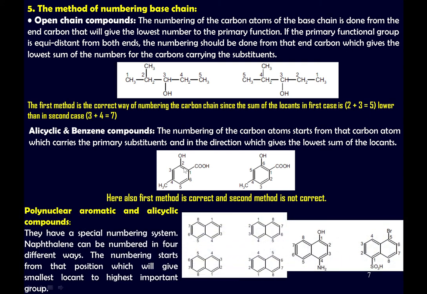Polynuclear aromatic or alicyclic compounds like naphthalenes, anthraquinones and phenazines have various systems of numbering. We can go either clockwise or anticlockwise in various types, or we can start the numbering from different positions, and accordingly, when we have substituted polynuclear aromatic compounds, we have to again judge that the sum of the locants should be minimum and accordingly the name should be given.